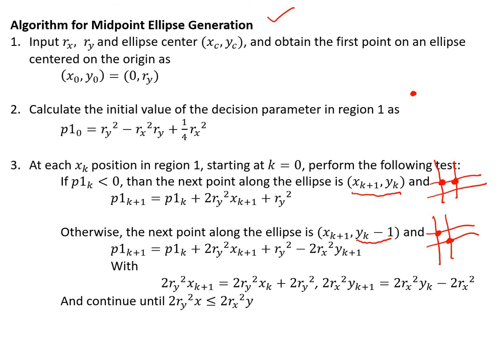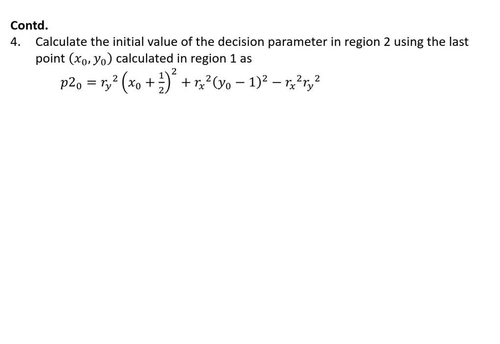And we will continue until 2ry square x is greater than or equal to 2rx square y, because we know that in the ellipse we have two regions. We will move till here. So region 1 and region 2 will have different formulas. Calculate the initial value of the decision parameter in region 2 using the last point (x0, y0). Calculate it as like this. This is for region 2.